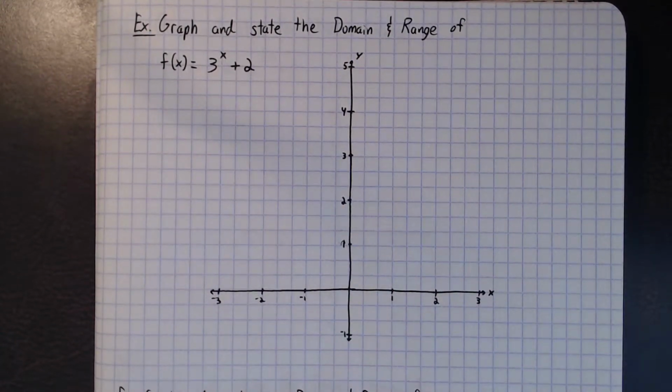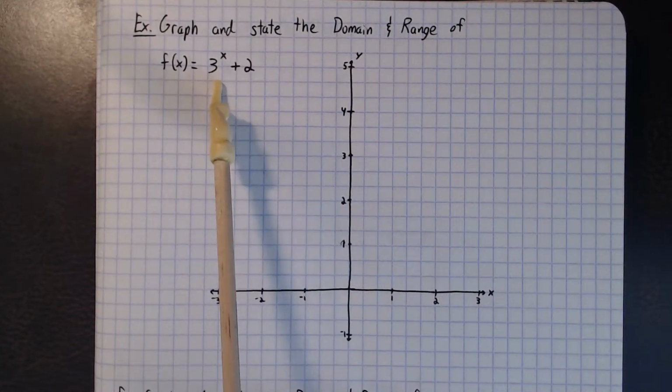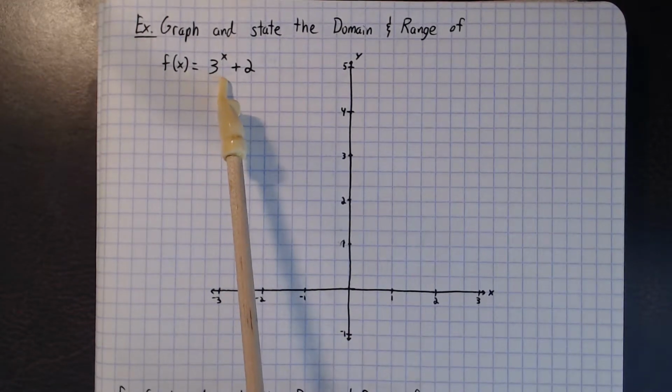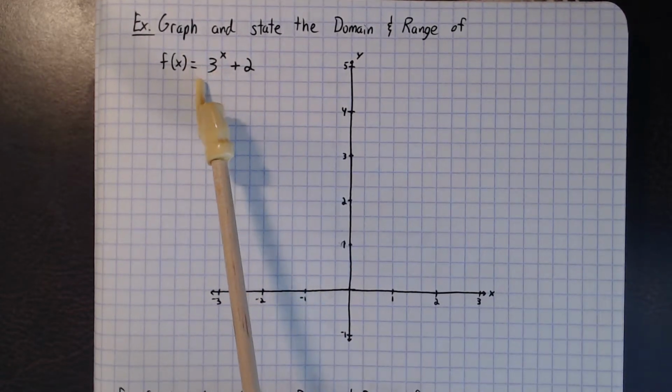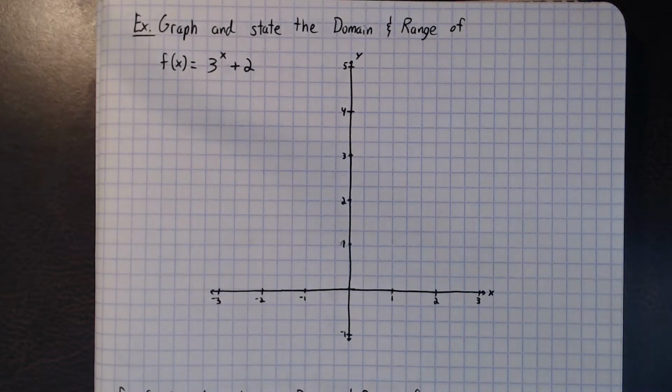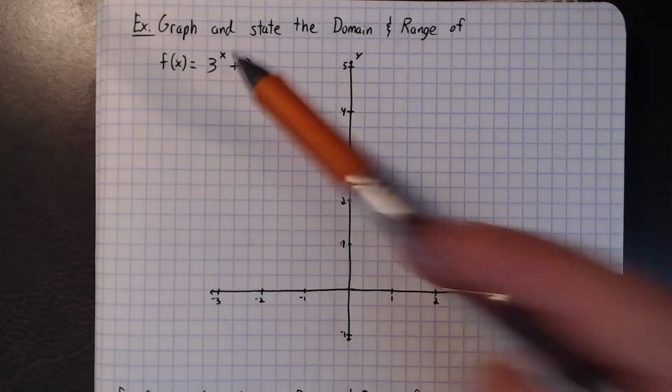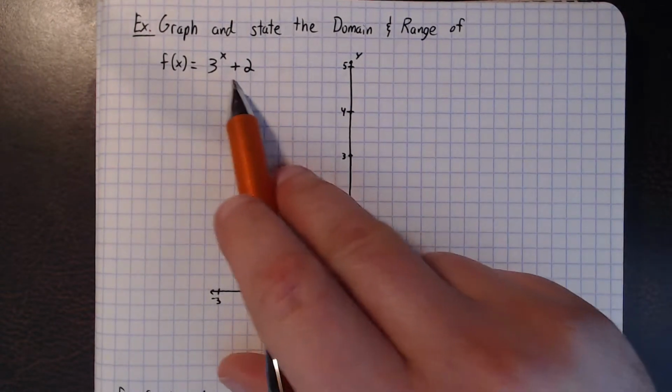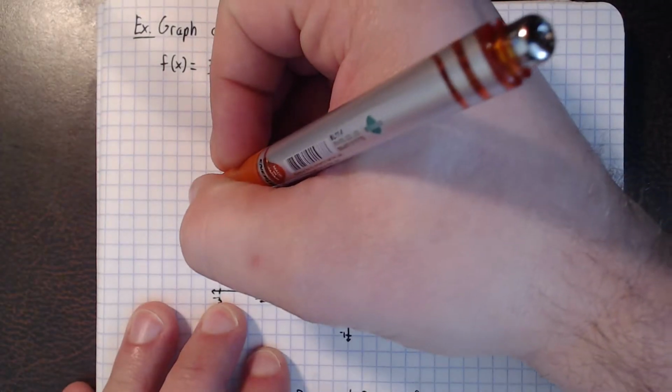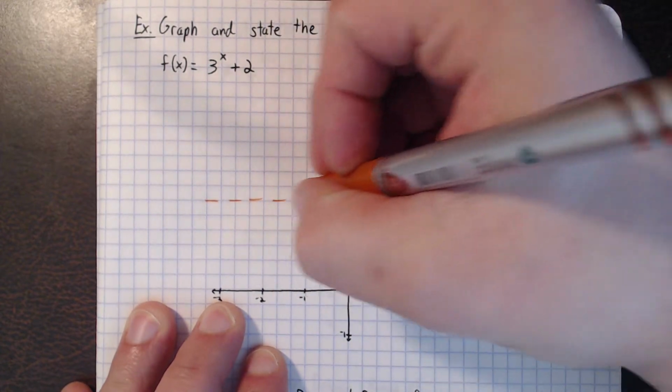For the next couple of problems, when you see a base, if you set up your graphs so that they match your base, it'll be a little bit easier to work with. Anyways, let's get back to the actual problem. We want to put our asymptote at plus 2. So let's just draw that in real quick first.